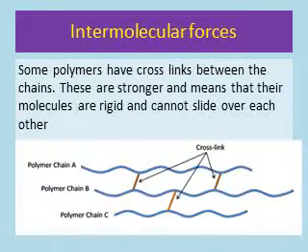So, here's the thing. Some polymers, rather than just having those intermolecular forces, also have these things called crosslinks between the chains. The crosslinks are stronger than intermolecular forces, and what this means is that they're going to be rigid structures and the molecules can't slide over each other so much because these crosslinks are stopping them from moving across each other. You can stop this here and do the diagram and make some notes.